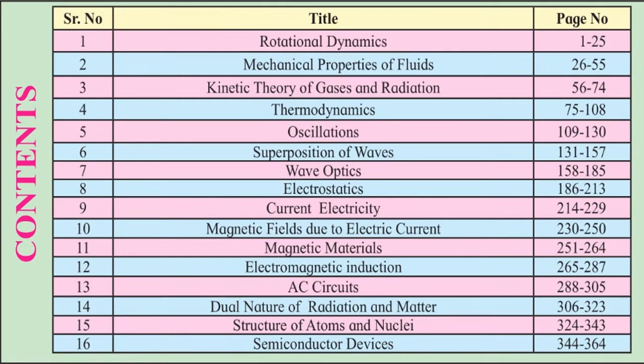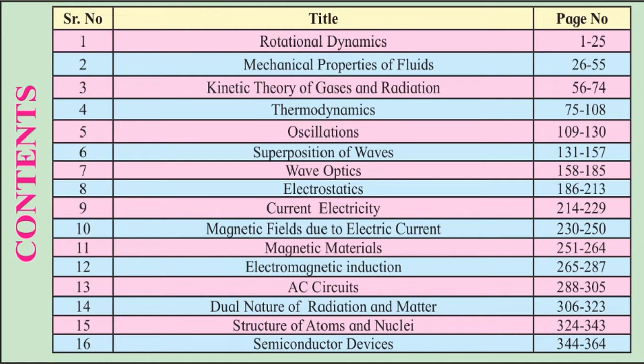So this is the index of your textbook. In this index you can see there are a total of 16 chapters. The first chapter is rotational dynamics, second is mechanical properties of fluid, third is KTG, fourth is thermodynamics, fifth is oscillation, superposition of wave, wave optics, electrostatics, current electricity, magnetic field due to electric current, magnetic material, electromagnetic induction, AC circuit, dual nature of radiation and matter.